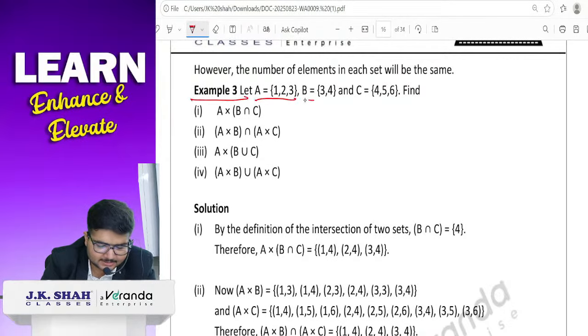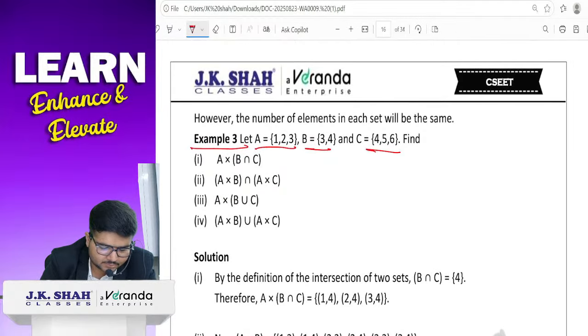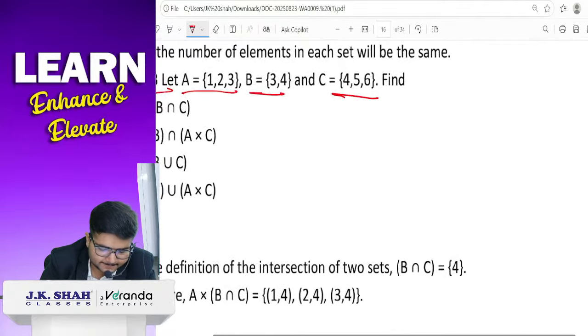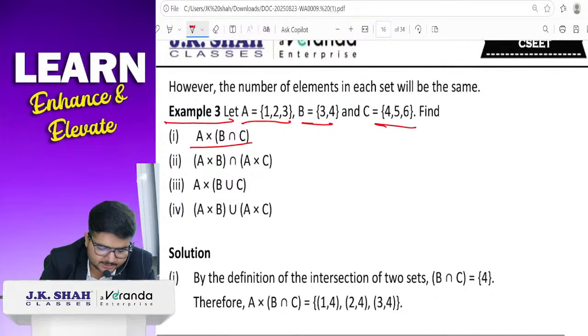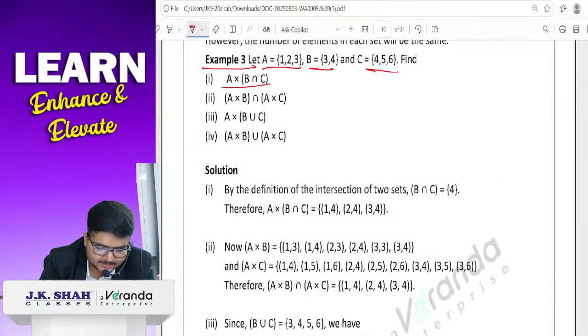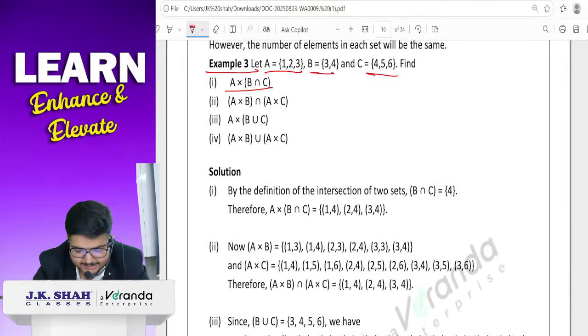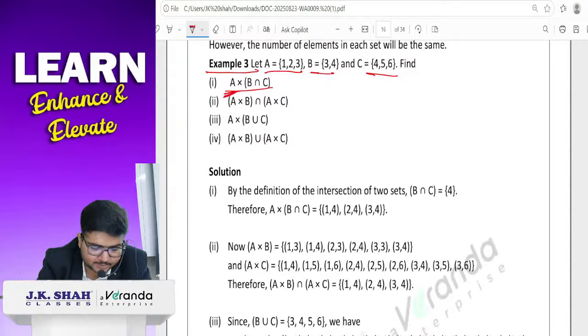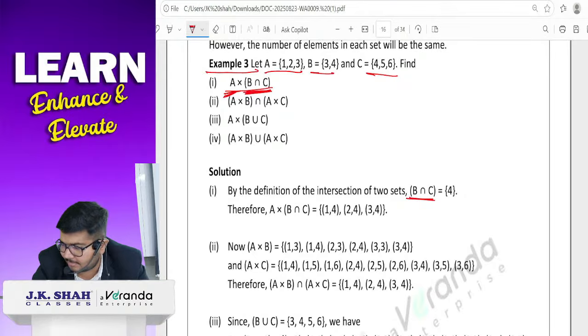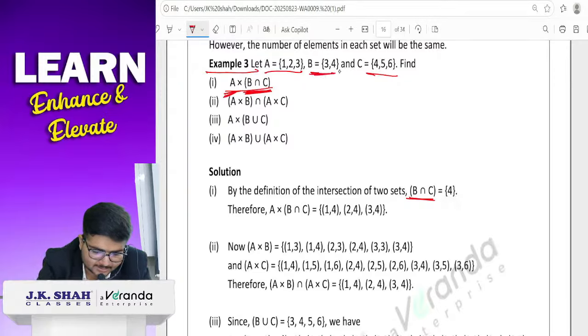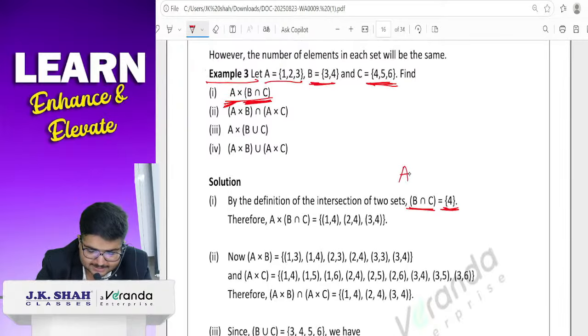Here there are 3 sets. First you have to find out A into B intersection C. Please listen. There is a solution written, so I will be explaining using the solution. You have to find the product of A and B intersection C, but you don't know the elements of B intersection C, so you first have to find B intersection C. B intersection C means common elements of B and C. What are the common elements of B and C? It is 4.